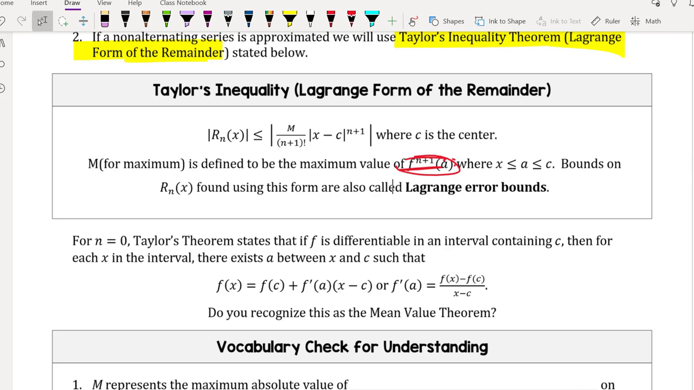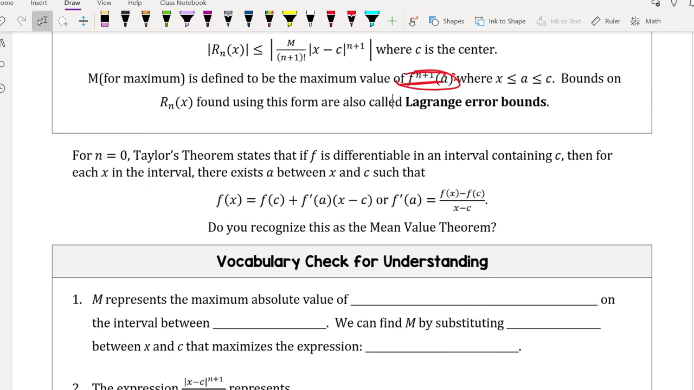Now this might seem confusing right now, so we're going to go through and do some of these and it'll make sense. For n equals 0, Taylor's theorem states that if f is differentiable in an interval, then there exists an a between x and c such that f of x equals f of c plus f prime of a times x minus c, or the mean value theorem. Right there, that's our mean value theorem. So we're connecting it back to what we've already done.